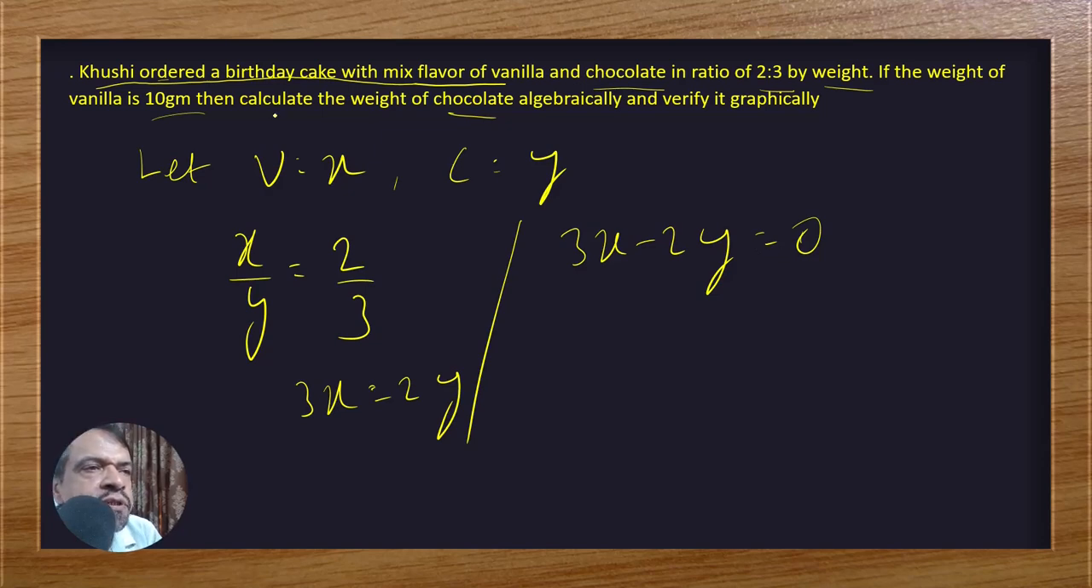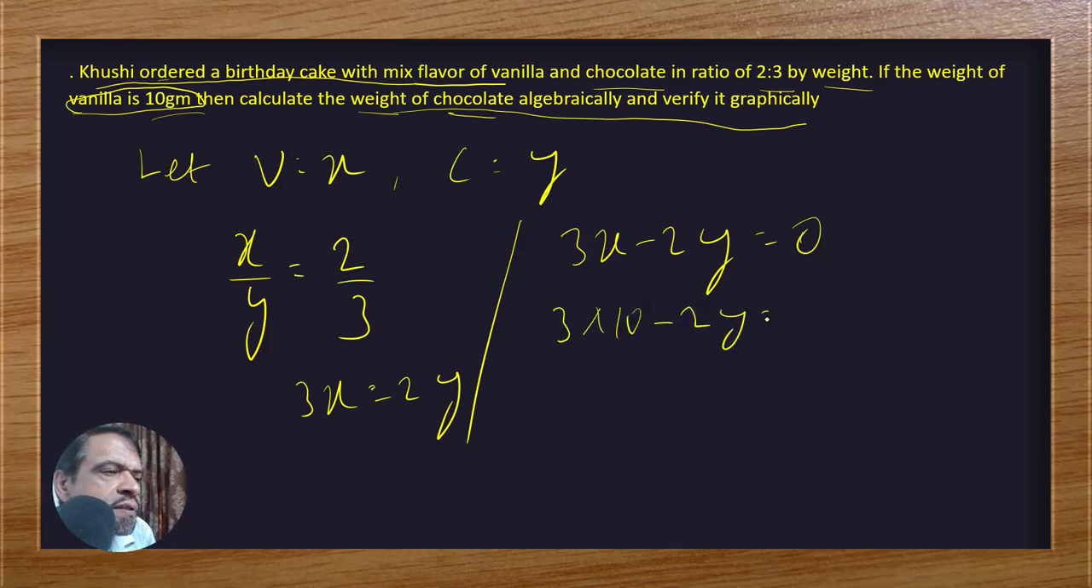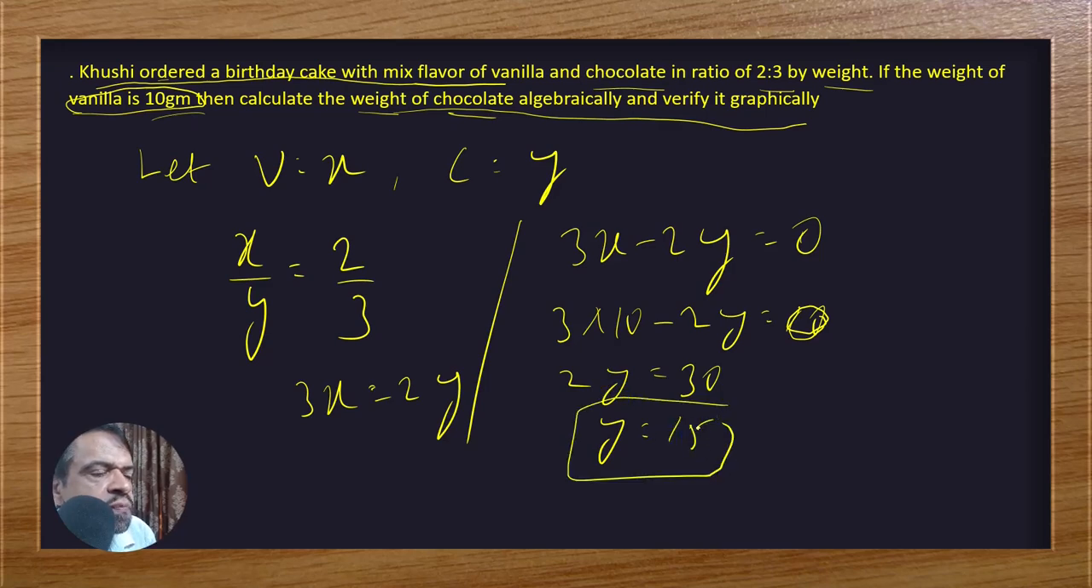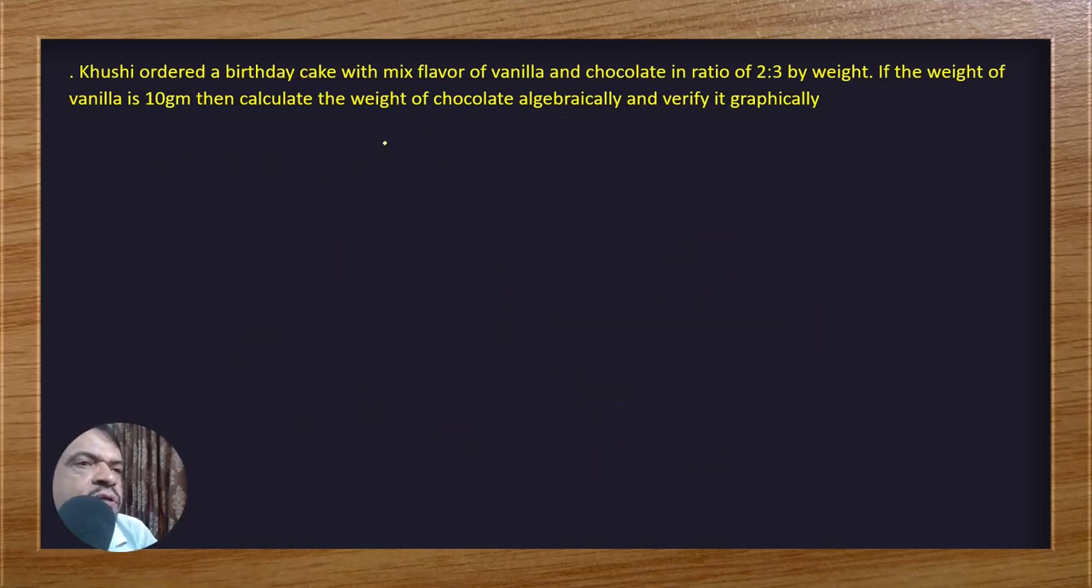Now it is said in the question, calculate the weight of chocolate algebraically and verify graphically. Algebraically, we'll put in the vanilla value, which is given as 10 gram. So 3 into 10 minus 2y is equal to 0. So 2y is equal to 30, y is equal to 15. The chocolate portion y is 15 gram and the vanilla portion is 10 gram in the cake. Now let us see the graphical solution.